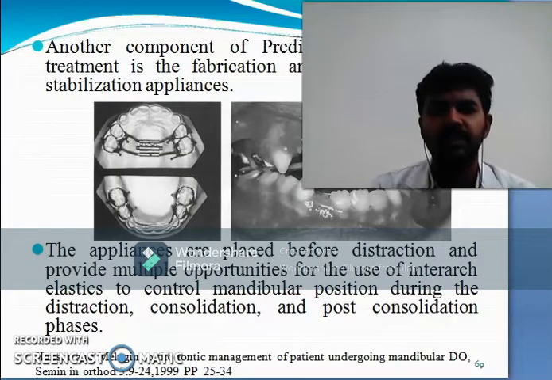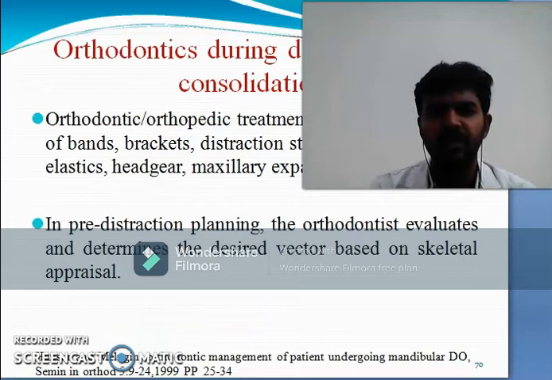Another component of pre-distraction orthodontic treatment is the fabrication and use of distraction stabilization planes. The appliances are placed before distraction and provide multiple opportunities for the use of intra-arch elastics to control the mandibular position during distraction, consolidation, and the post-consolidation phase. Orthodontics during the distraction and consolidation. Orthodontic and orthopedic treatment may include use of bands, brackets, distraction stabilization planes, elastics, headgear, maxillary expansion appliances, etc.